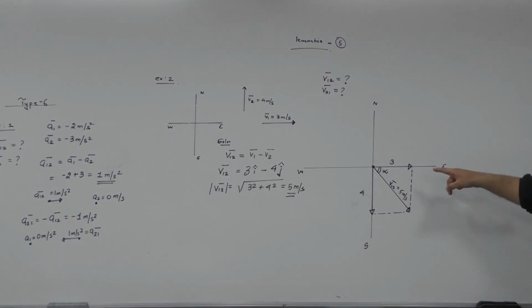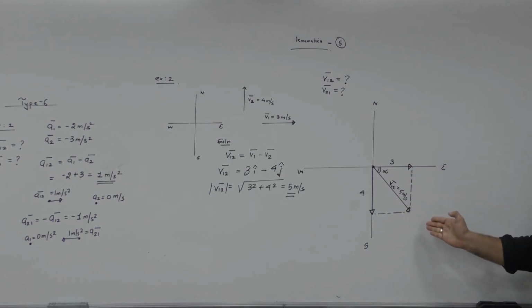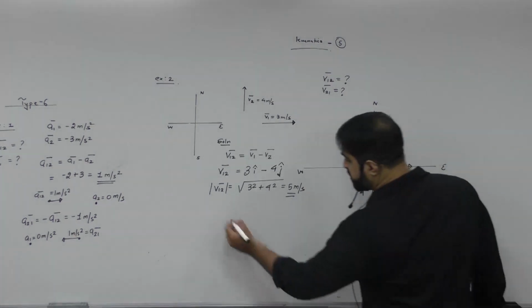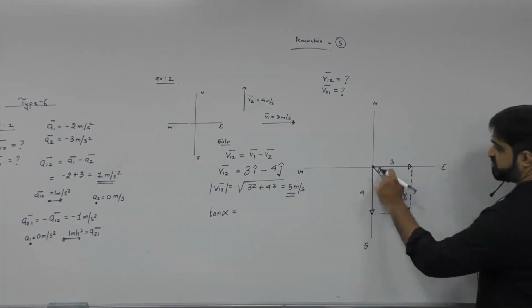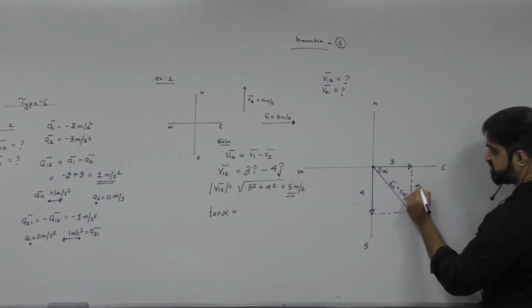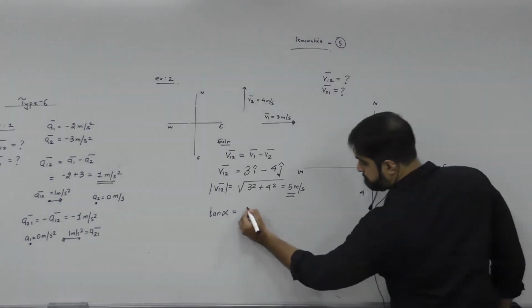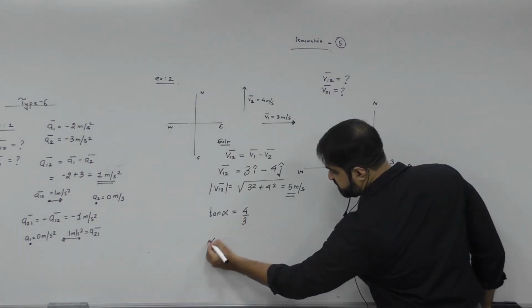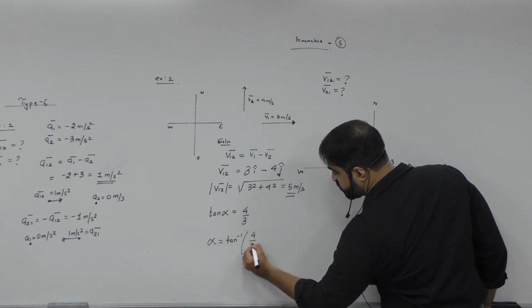Now we need to calculate the angle also, because this is incomplete. This is only the magnitude. The vector is known by magnitude as well as direction. Now can I calculate tan alpha from here? For tan alpha, this is 4, so this will also be 4. 4 by 3, right? So alpha is going to become tan inverse of 4 by 3.